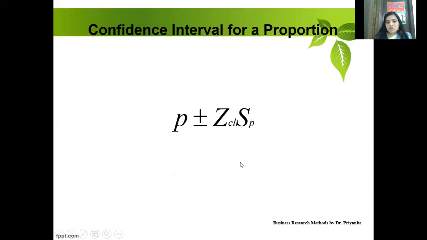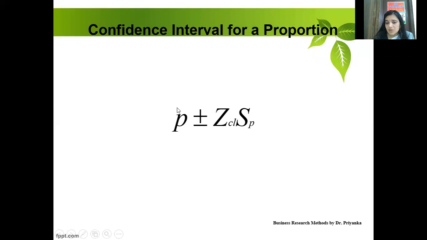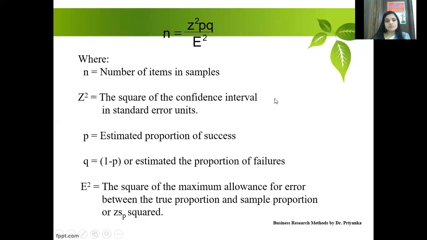Let us discuss this also with the help of some example. These are the alternate formulas. We are just trying to replace the value of S by the square root of PQ. That's it. Nothing else has been done. You can see that P plus minus Z times SP. We have replaced this with the value of PQ now. And this is basically N is equal to Z square PQ divided by E square.